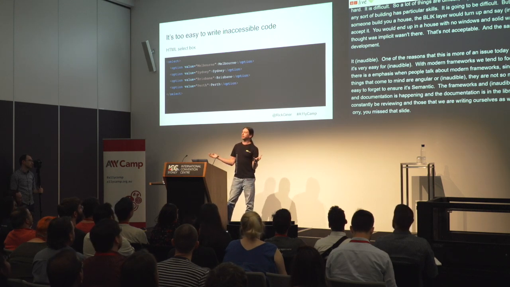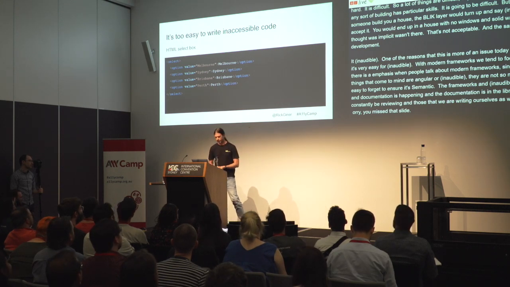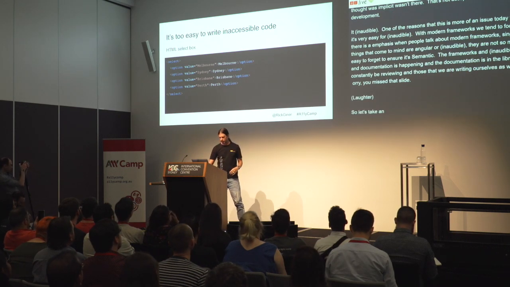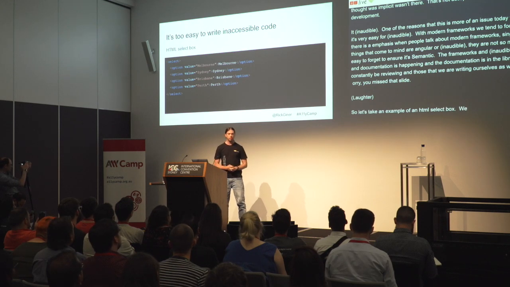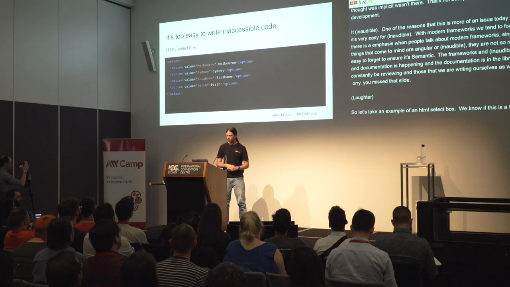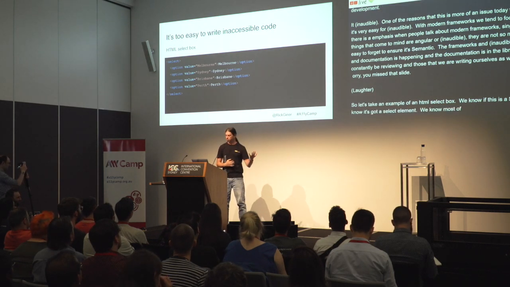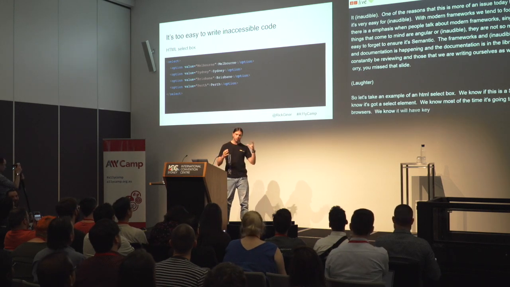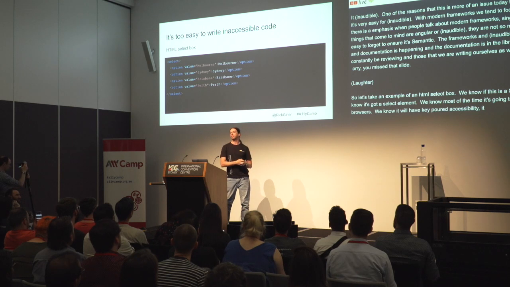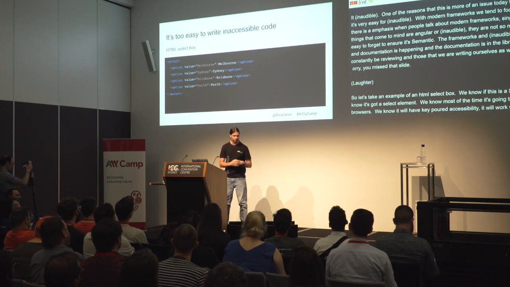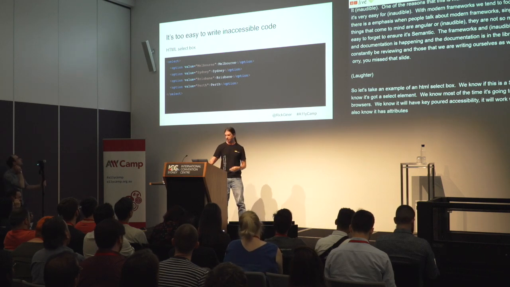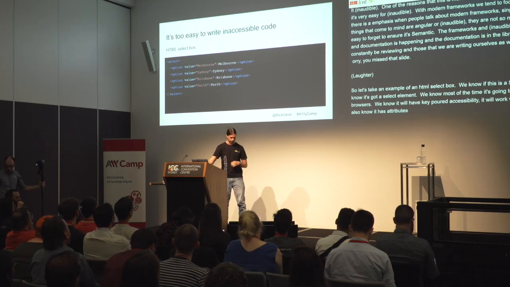So let's take an example of an HTML select box. We know that if this is a semantic element, it's got a select element and some option elements. We know that most of the time it's going to be visible and rendered in the browsers. We know it will have keyboard accessibility. It will work with screen readers. We also know that if we were to add attributes in there, such as a role, maybe we want to say this is a menu, we could add that in there and know that that's going to be translated into the accessibility API and into the DOM.